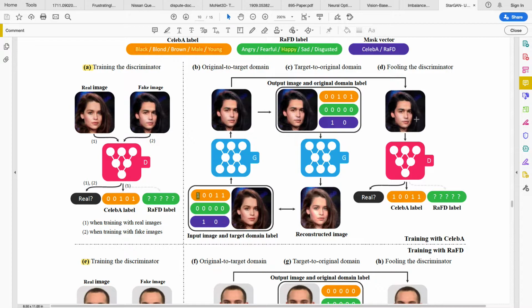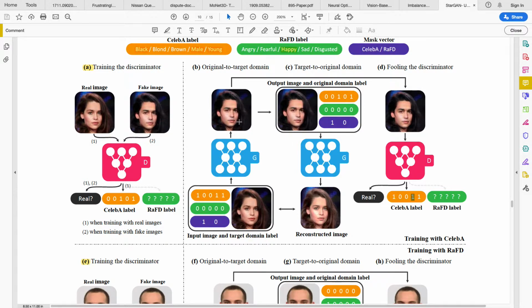That result they are feeding into the discriminator, and here the discriminator is fooled. So the discriminator is considering this fake image as real, and is predicting the attribute as black hair, male, and young, which is the intention of the network architecture as it was designed.